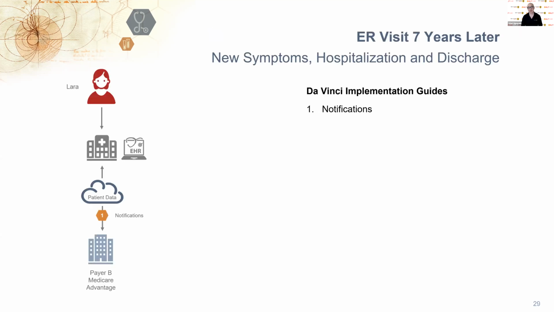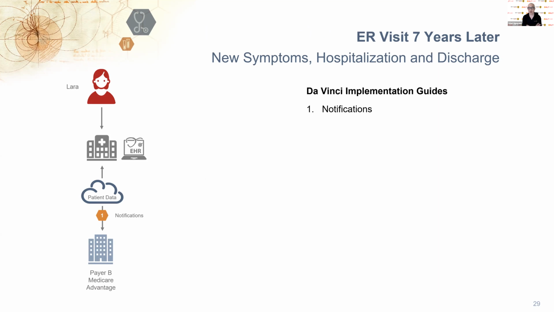So we fast forward in time in this scenario, the patient worsens and she gets hospitalized for CHF. And we know that notifications is an important aspect of keeping the care team engaged in the patient's care and aware of when a patient gets admitted. So we created a notifications implementation guide that uses FHIR messaging to share that ADT information, admission, discharge, and transfer information between the provider and the care team.